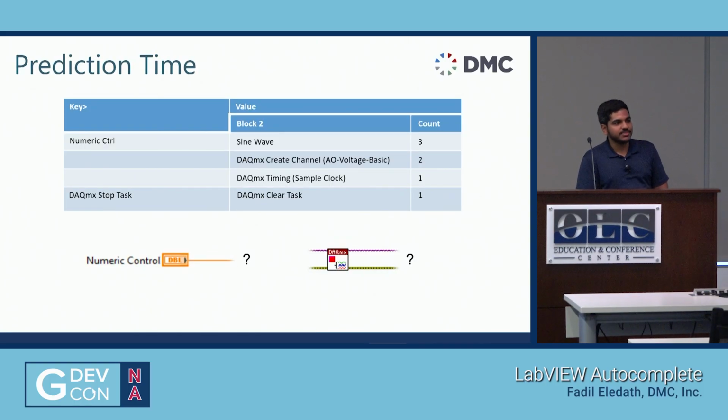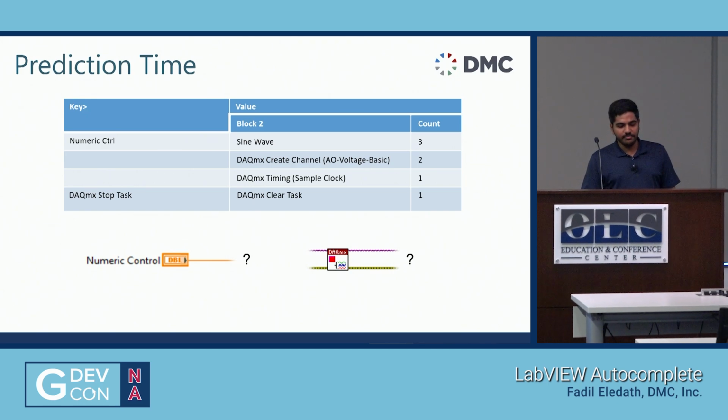Now, let's make a few predictions. What would you expect, based on our single VI model, to follow a numeric control? Anyone? Sine wave. Yeah, that's correct. Give yourselves a pat on the back. So we see the sine wave 3 times, so that's probably what it is. The DAQmx stop task is followed by, in our model, the DAQmx clear task once. That's about it. So we don't have a very generalized model, but we have an approach to start to build a generalized model.